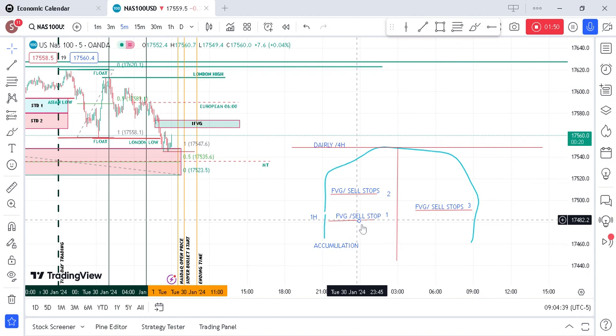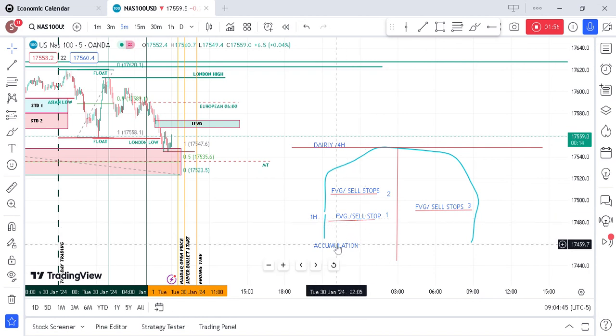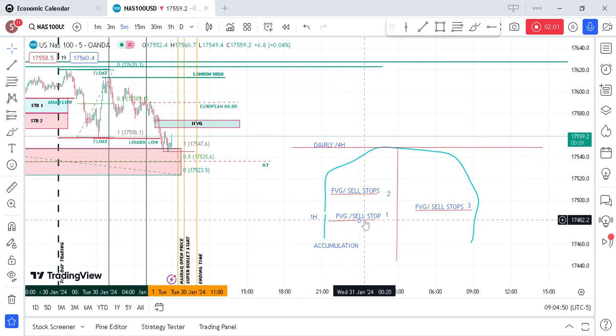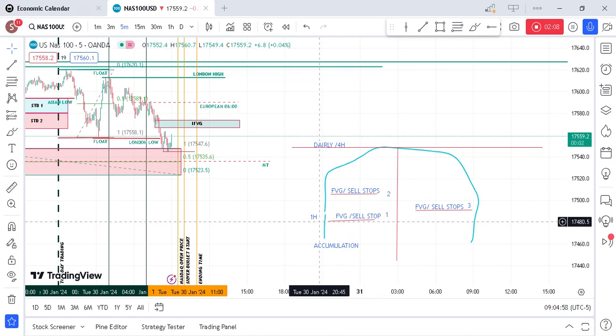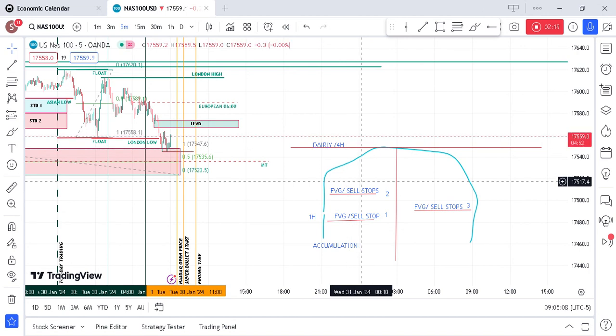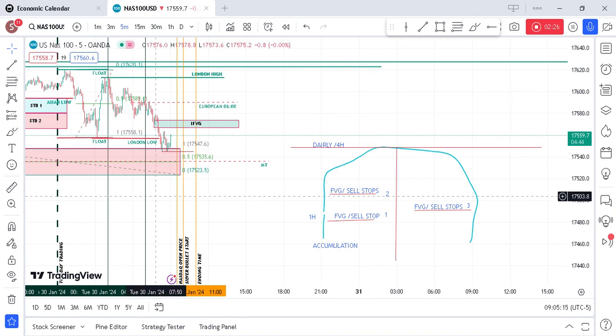Just know that, okay, on Monday the market is going to accumulate, ne? Then on Tuesday, you look for a fair value gap or a sell stop, ne? On this 4 hour time frame, chasing this daily time frame high or 4 hour time frame high. So how do you project your analysis? You always know that on Monday the market can just open and just buy, ne?